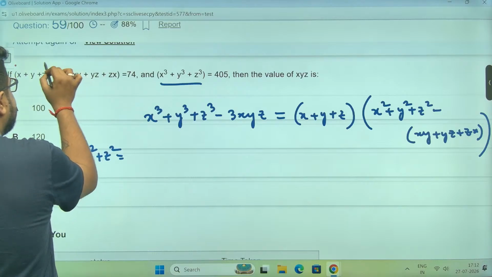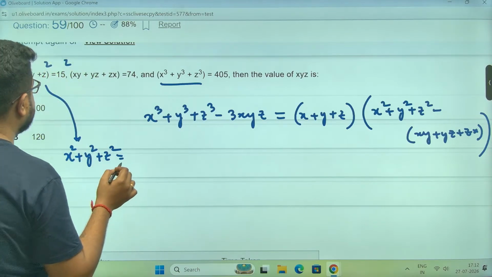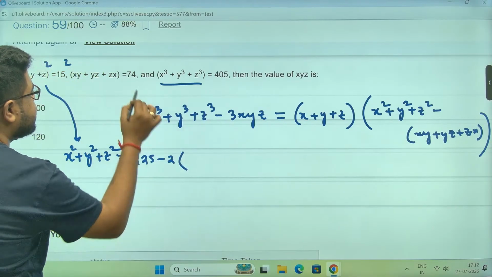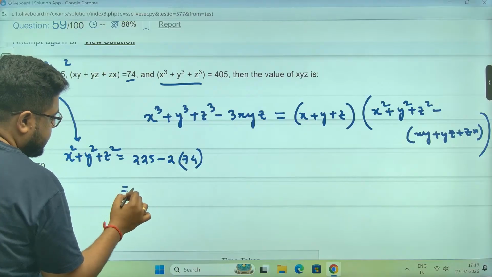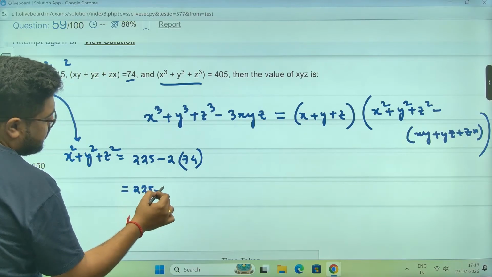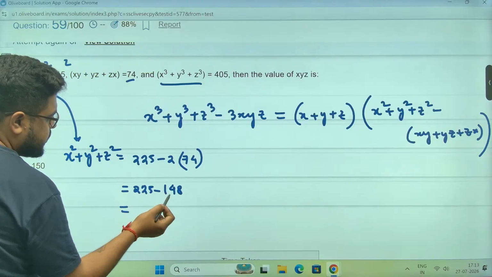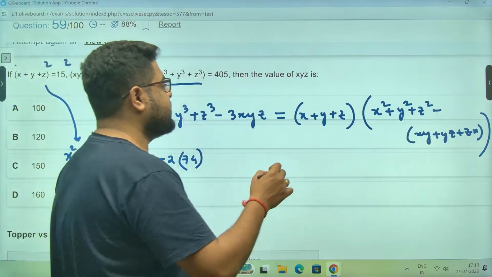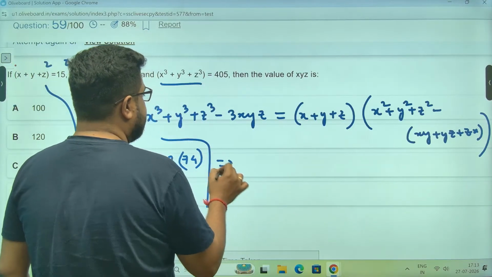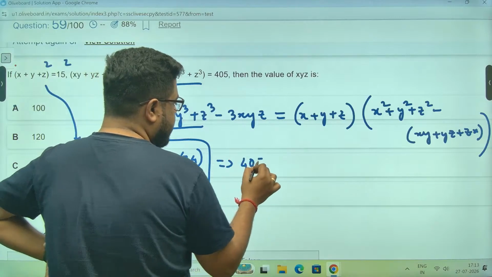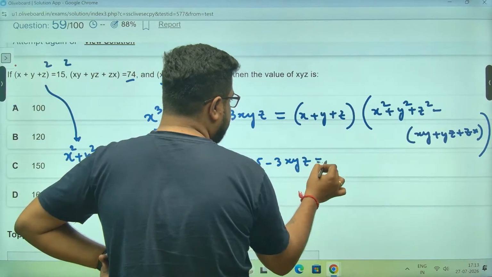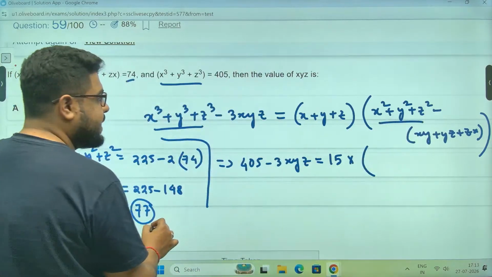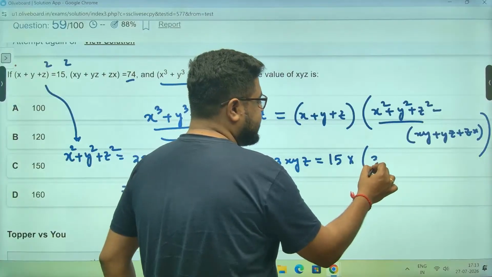Again, I've squared both sides. So this is going to be 225 minus twice of xy, yz, zx, which is 74. So 225 minus 148, right? So 77 if I'm not wrong. Just put down the values, sir. This value is given to you as 405 minus 3xyz is equal to x plus y plus z, which is 15, into x square plus y square plus z square, which is 77 minus 74, which is 3, sir.